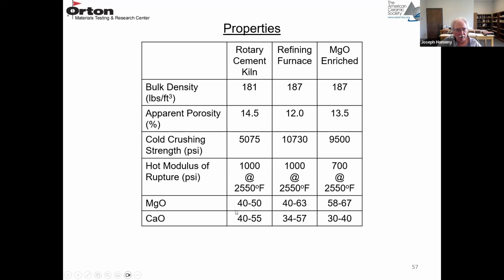And these are the corresponding MgO and CaO contents. The enriched one has a little bit higher MgO content and a little bit lower CaO content. But they're typically in this 40 to 60% MgO range and 30 to about 40% CaO. So the CaO content percent-wise is less, but it's less dense, so it's going to be more volume.